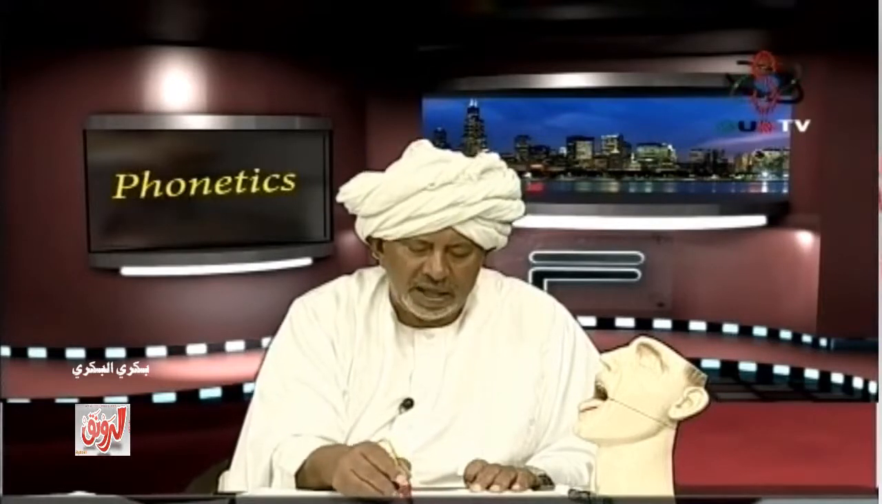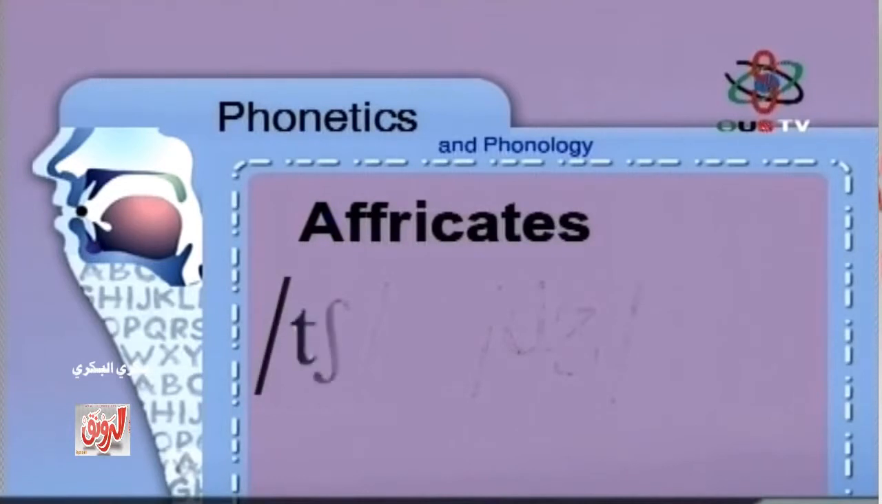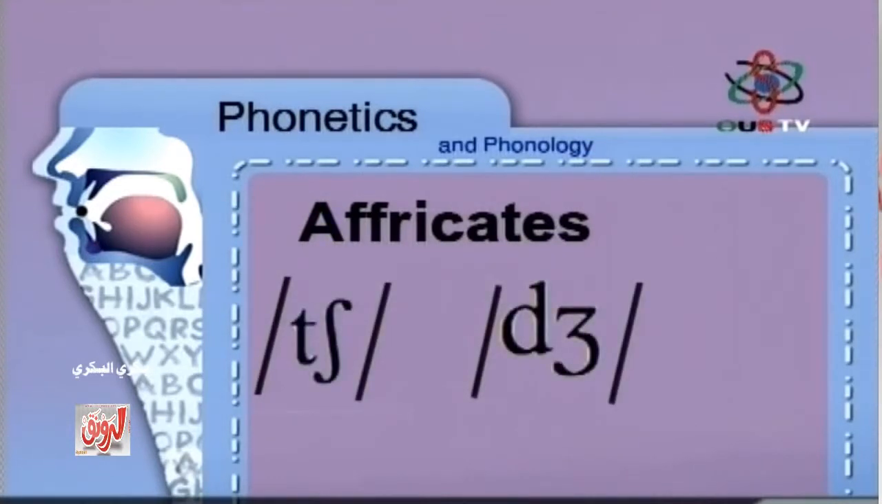Then we have got what we call affricates. Affricate, remember double F. Fricative is 1 F. Affricate, double F. So affricate sounds in English there are 2. Cha and ja. Because we don't have this sound in Arabic, we find some difficulty in pronouncing it. Cha, 2 sounds together. The ta and the sha. Here the da and the ja.